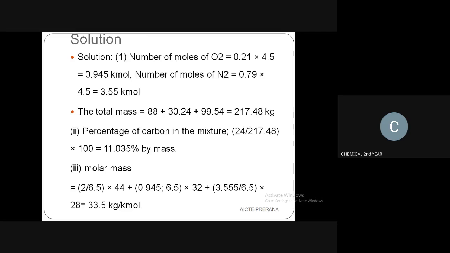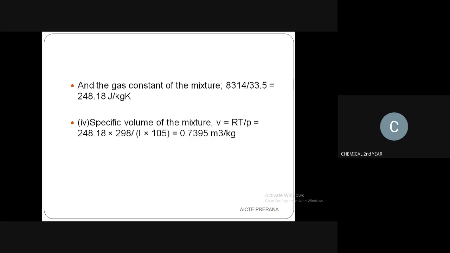So you will get the answer as 11.035 percent by mass. This is the percentage of carbon which is present in the mixture of carbon dioxide, oxygen and nitrogen. Okay, this is the percentage of carbon by mass. Next they have asked for molar mass and gas constant for the mixture.